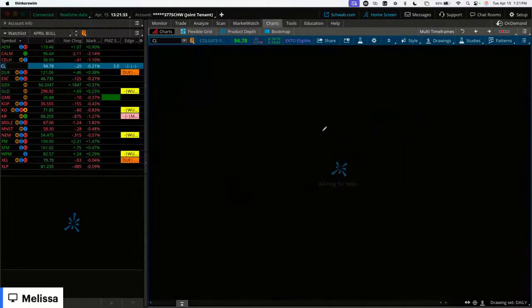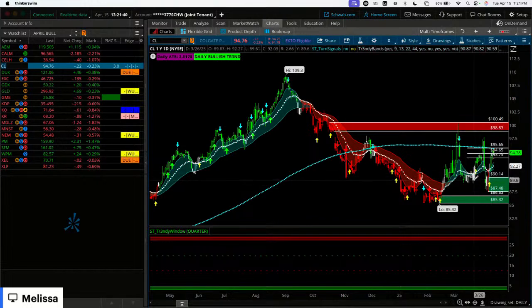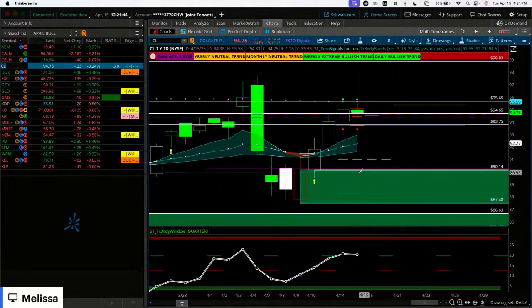But I would need a deeper pullback than that. Colgate, which is a name that trades inside of the consumer staples ETF, I'm looking for a pullback to demand. It's just not there yet. But my focus, if you notice, most of the names on here are going to be related to either gold miners, utilities, or consumer staples. And that is because when the market is risk off, they tend to be a safe haven to go to.